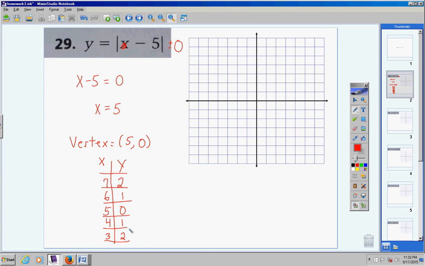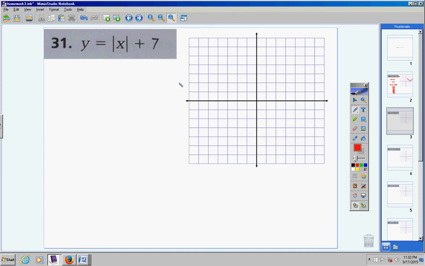So lastly, we're going to plot our points: 7, 2; 6, 1; 5, 0; 4, 1; 3, 2. I plot those very quickly, and there's your V-shaped graph right there. Okay, moving on to number 31.